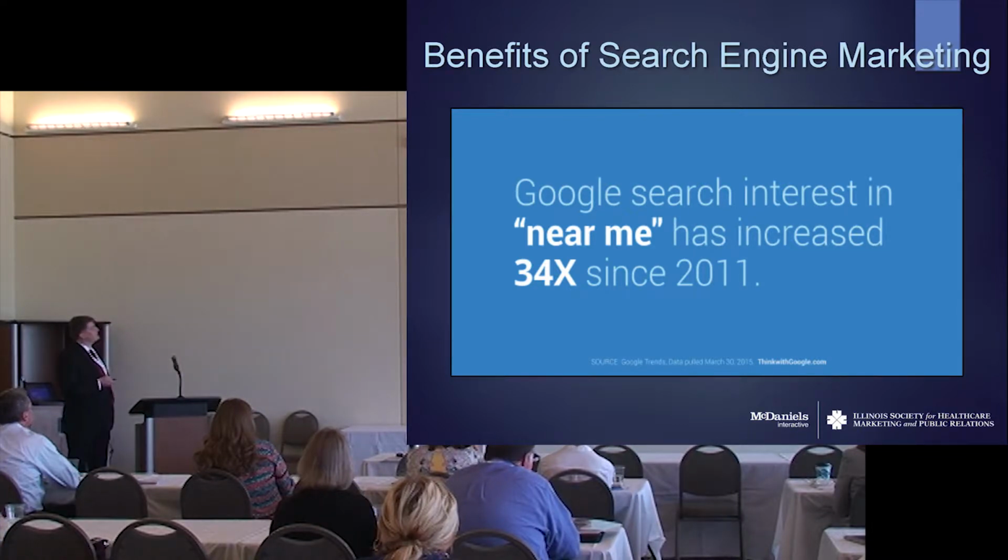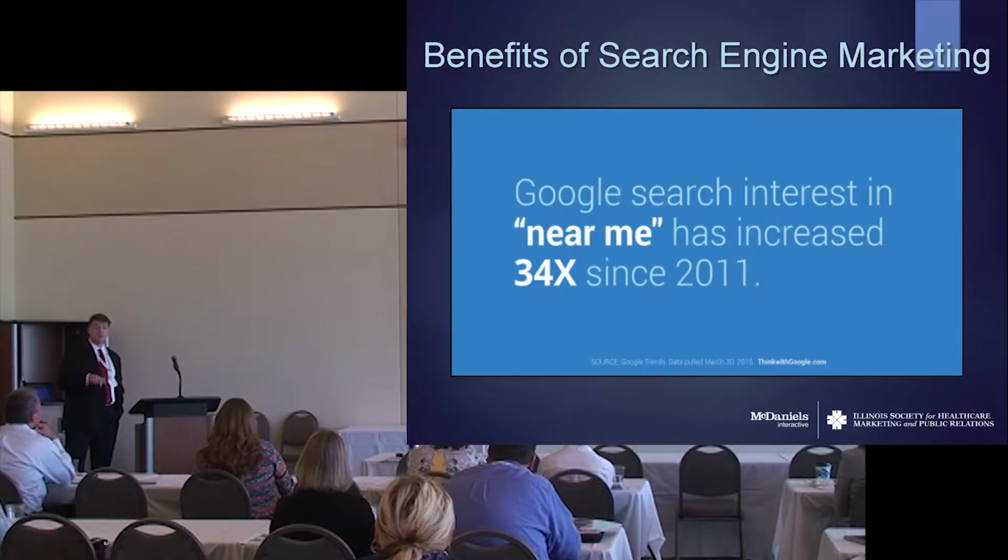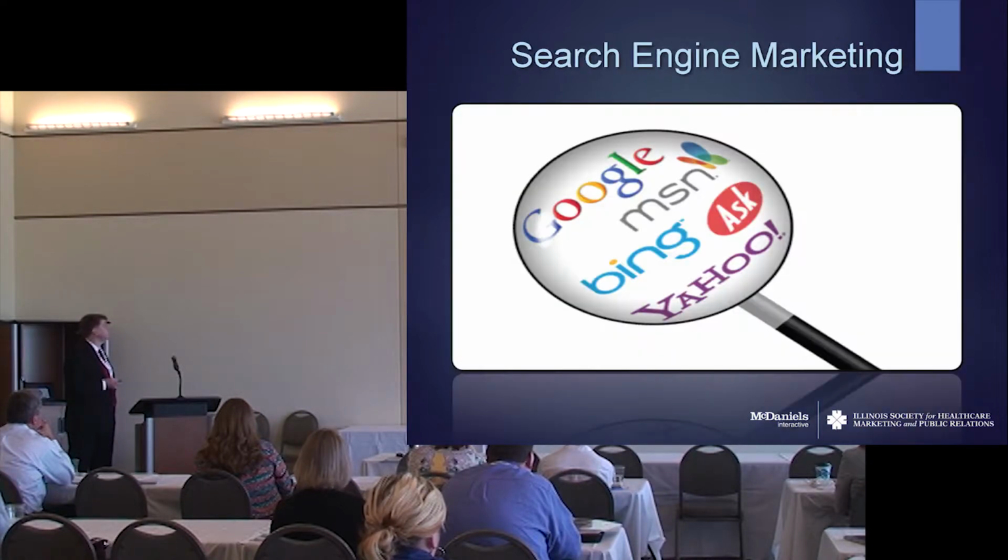Google search interest in "near me" has expanded 34 times since 2011. You can thank your mobile phones for this. You can really thank your mobile for this, because now people have become so comfortable with search. It's no longer that they're searching "doctor's office" and then Pekin, Illinois. They're searching "doctor's office near me." I want the closest one to my current location. I don't just want the ones in my area.